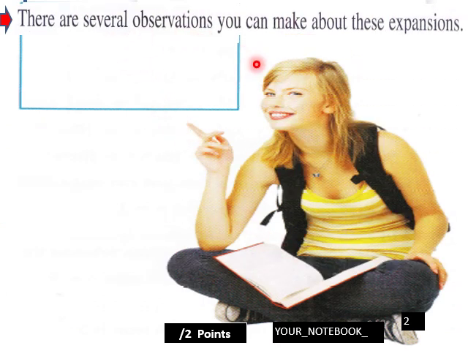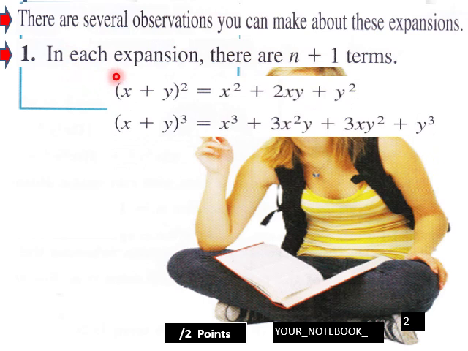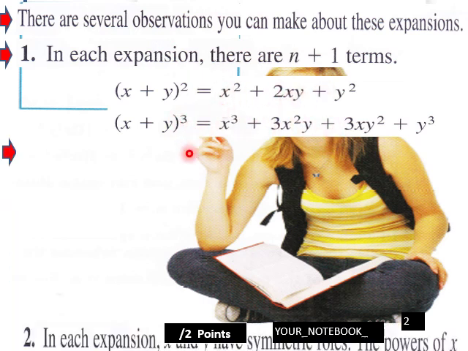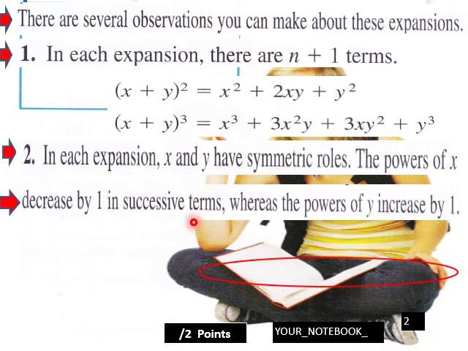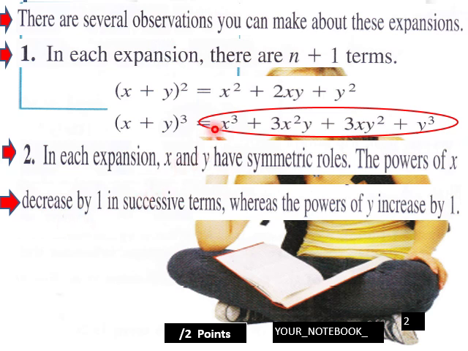There are several observations you can make about these expansions. One, in each expansion there are n plus 1 terms. So for the power 2 we have 3 terms, and for the power 3 we have 4. Two, in each expansion, x and y have symmetric roles. The powers of x decrease by 1, whereas the powers of y increase. So x decreases and then y increases: no y here, y1, y2, y3. So there is a symmetry here.